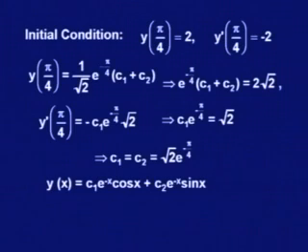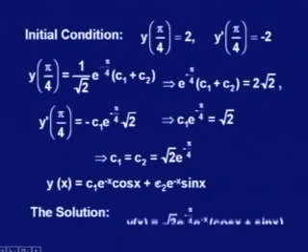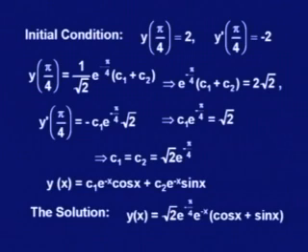So, what will be our particular solution? We will put the values of c1 and c2 into the general solution. The general solution was c1 e to the power minus x cos x plus c2 e to the power minus x sin x. So, we put c1 and c2 both as square root 2 times e to the power minus pi by 4. We get the solution as square root 2 times e to the power minus pi by 4 times e to the power minus x times cos x plus sin x.